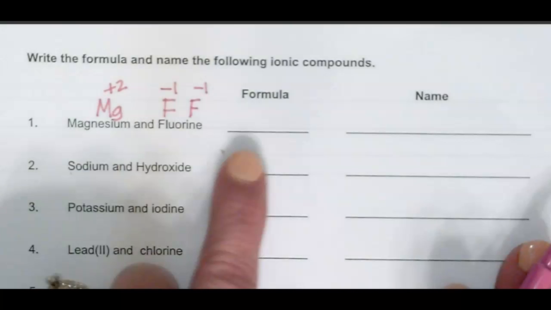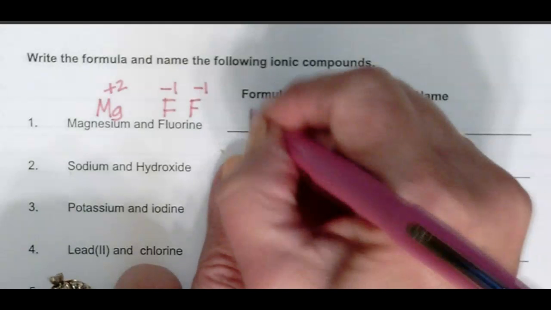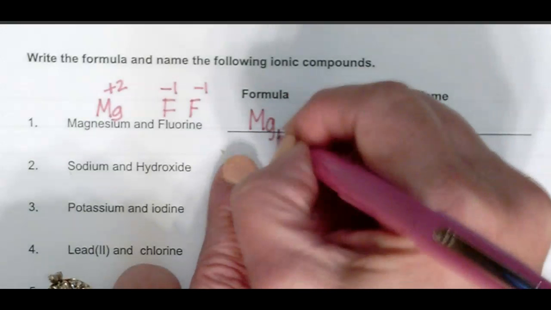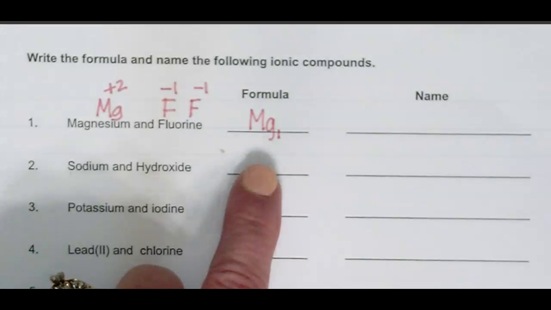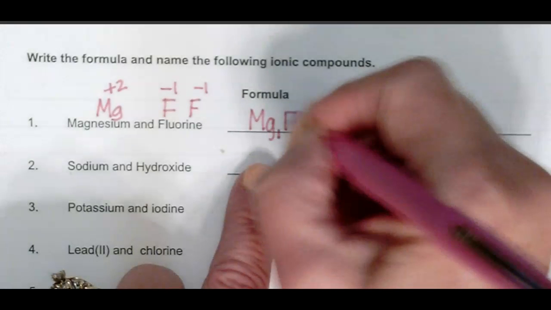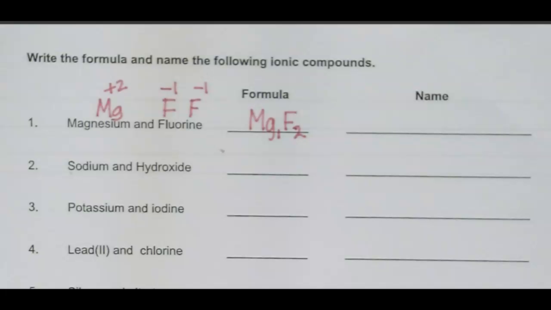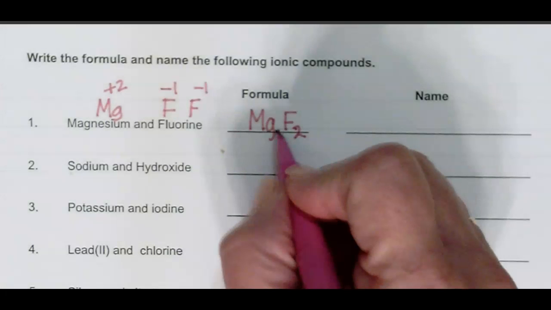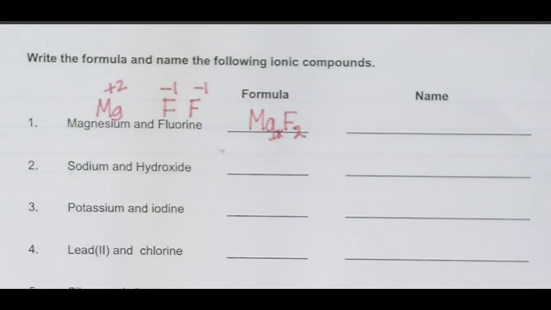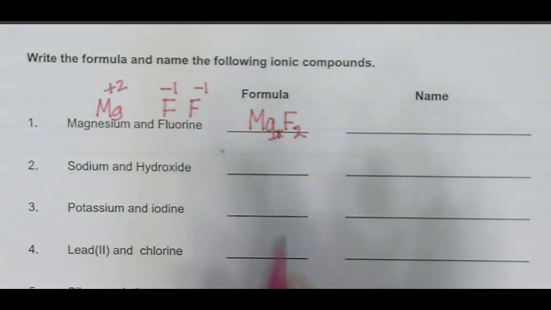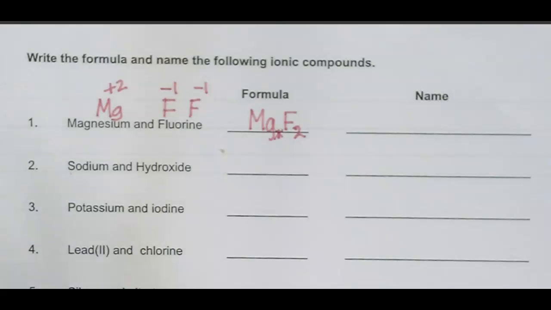Therefore, when I come over here to my formula, I have 1 magnesium. I'm going to put that 1 there for right now, but we'll talk about it. And I have 2 fluorines. Now, the key is, when we're writing compounds, we do not put the ones there. They're understood. I put it there just so you could see that, but we're not going to put it on there. Now, let's talk about the name of it.